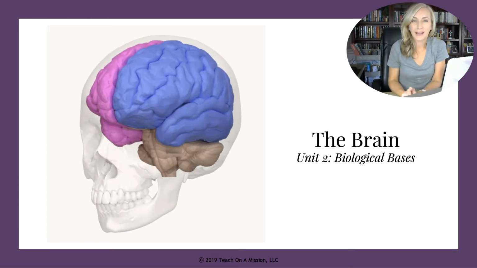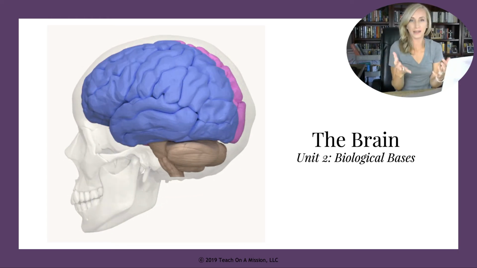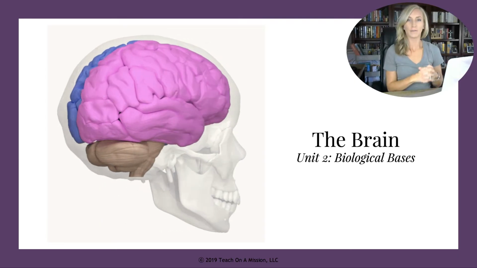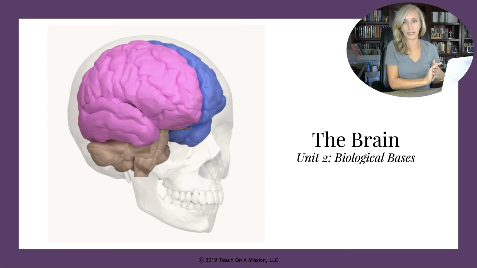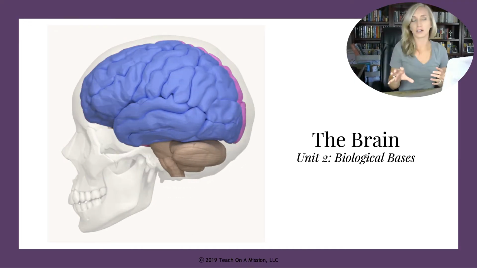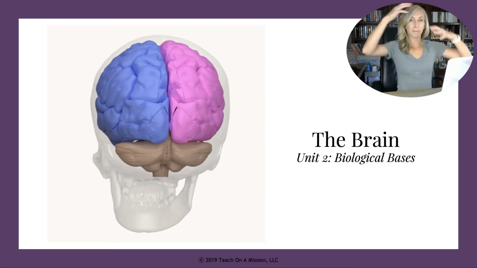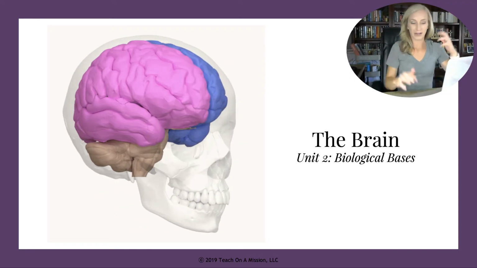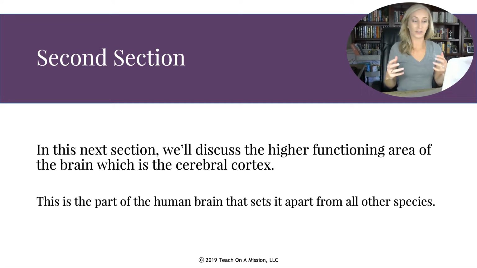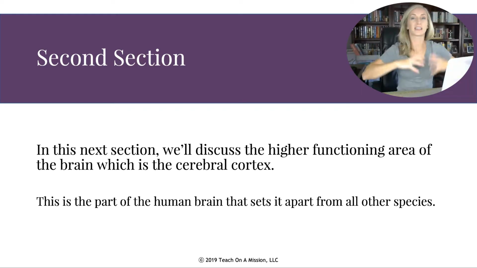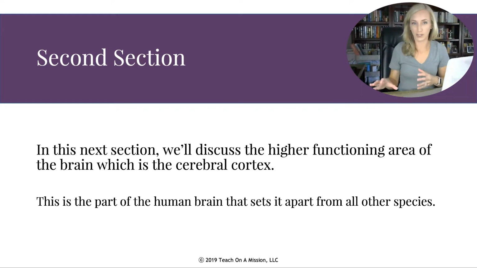Hello and welcome back to this two-part series on the brain for AP Psychology in Unit 2 on biological basis. If you didn't catch the first part of the brain notes, you definitely need to make sure that you watch that first. In this second part, we're going to be talking about even bigger and better things as to do with the brain. In this section, we'll discuss the higher functioning area of the brain, which is the cerebral cortex, the part of the brain that sets us apart from all other species on Earth.